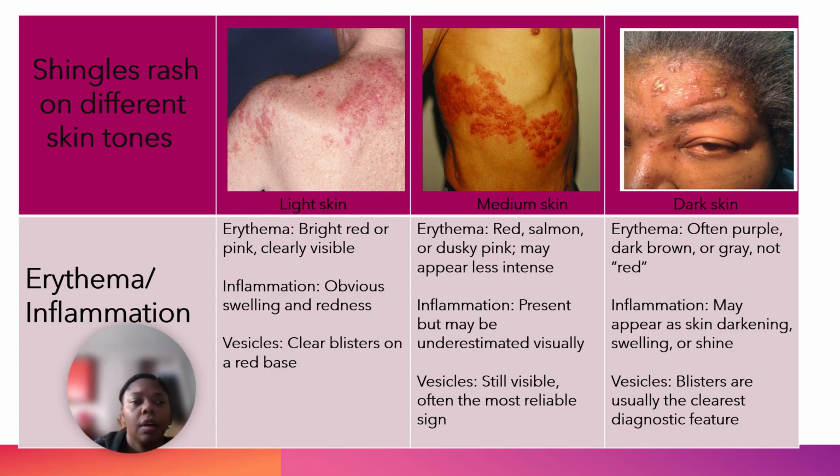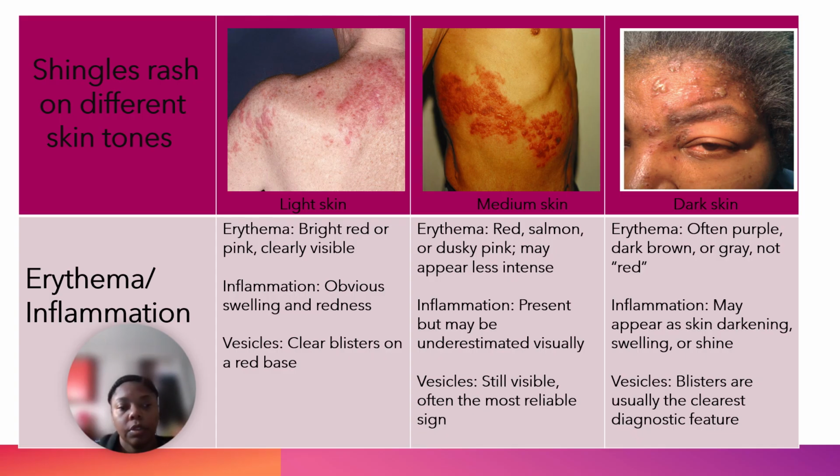So this is my side-by-side graphic of all 3 skin tones, and erythema and inflammation was the topic I picked. In the light colored skin, the erythema is bright red and pink and clearly visible. The inflammation is redness and swelling as well. And the blisters or vesicles are clear and they're on a red base.